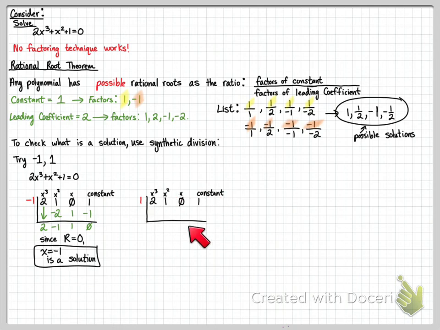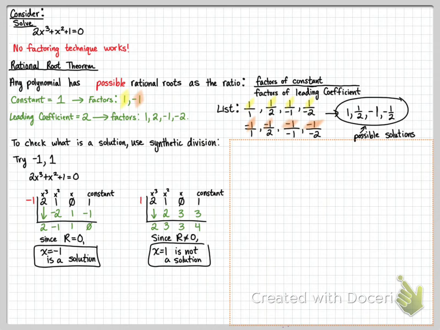Okay, now for this one, we're going to try a 1. So I'm going to bring down that 2, and then I'm going to do the same thing. I'm going to use synthetic division. Since here we got a 4, our remainder does not equal 0. X equals 1 is not a solution.